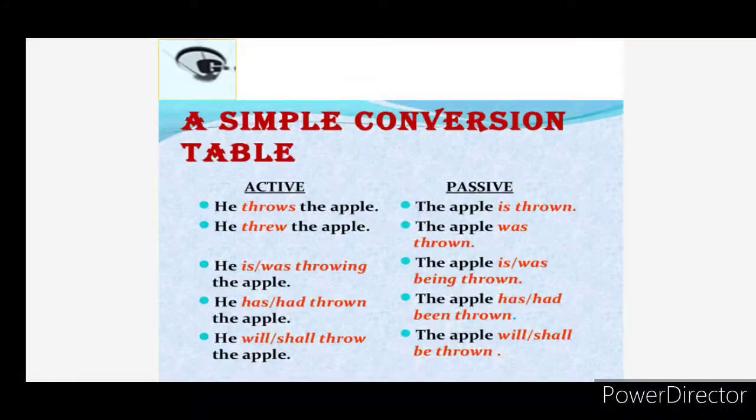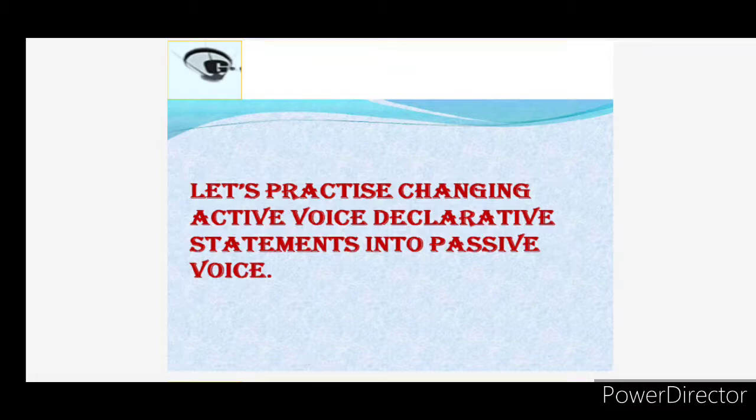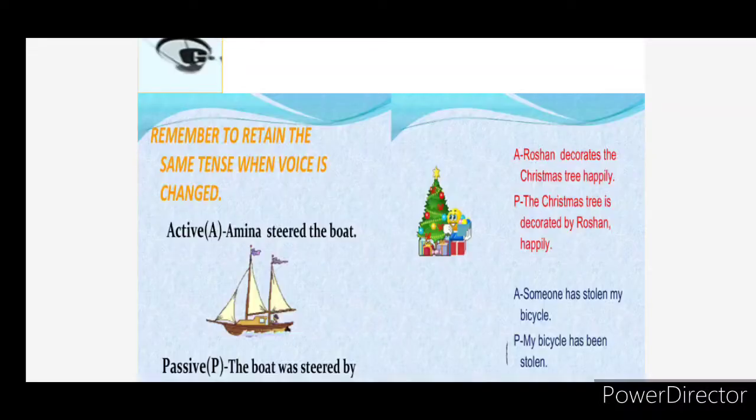He will or shall throw the apple. Simple future is used, so the apple will or shall be thrown by him. So children, you all can see we haven't changed the tense. Tense is retained, it remains the same, but interchanging takes place. So let's practice changing active voice declarative statements into passive voice. But children, when doing this, you need to remember to retain the same tense when voice is changed.